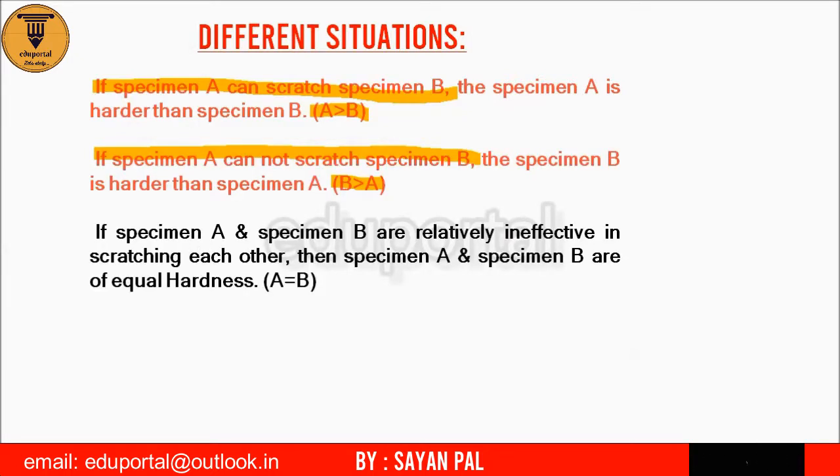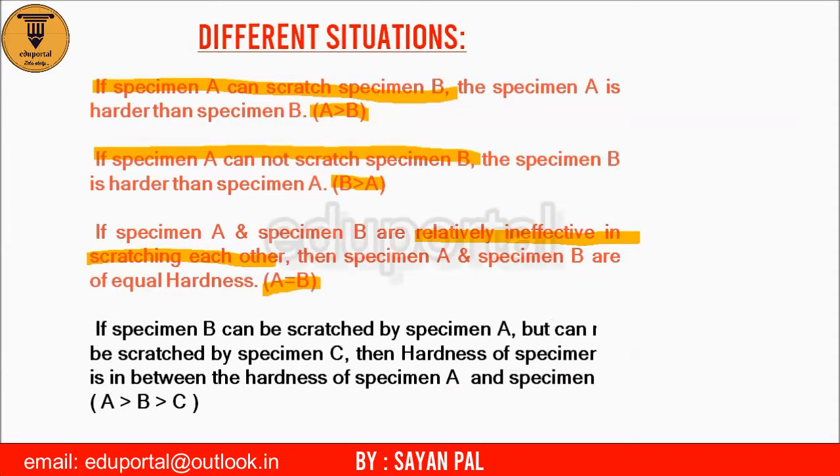Now, if both specimen A and B are relatively ineffective on each other, that is, both scratch each other, that means they have almost the same hardness. So material A has almost equal hardness as material B. And then if specimen B can be scratched by specimen A but cannot be scratched by specimen C, it means that specimen A has higher hardness than B and specimen B has higher hardness than C. Okay, so these things we need to remember.